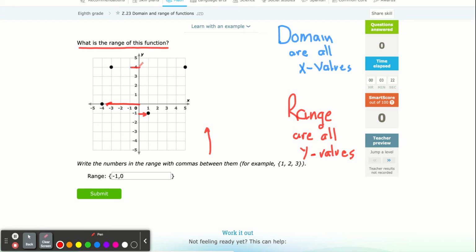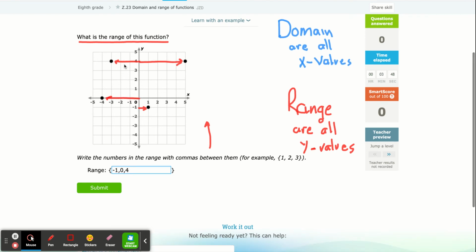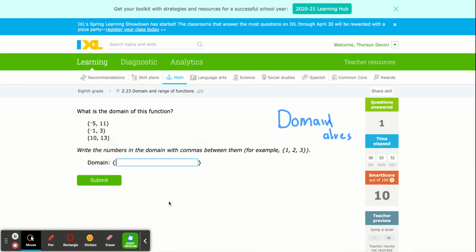Now, what's nice or interesting is we do not need to do repetition. In other words, both of these points have a y value of 4. We only need to type that in once. We don't need to repeat it and say there's two 4s in the range. All we're saying is 4 is in the range. So I have a y value of -1, a y value of 0, and a y value of 4. Three y values in my range.